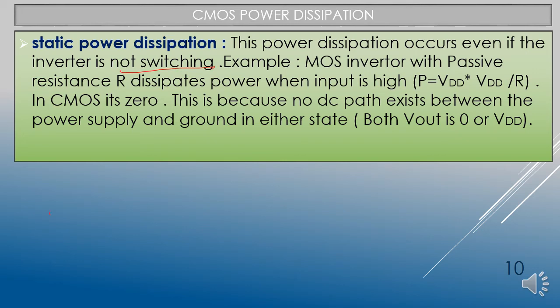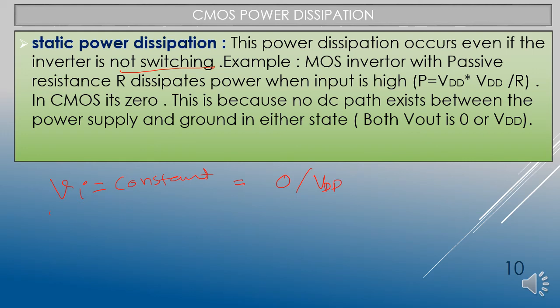When the input Vi is constant, then it is called static power. Constant may be either input is 0 or input is VDD. In both cases, if it is constant, then it is called static power.